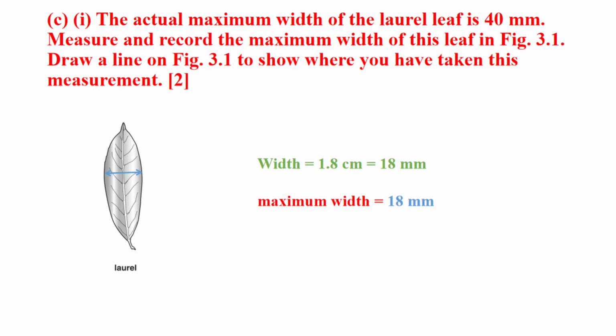Moving on to C, Part 1, that is about the laurel leaf measurement. The actual width is 40 mm, and we need to measure it carefully in the drawing given. Draw a line to show from where the maximum width measurement was taken. The width measured is 1.8 cm, that is 18 mm.